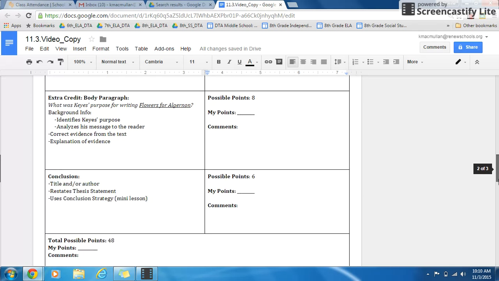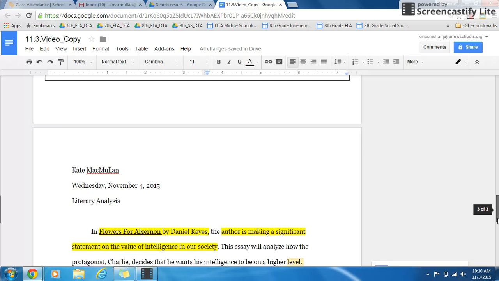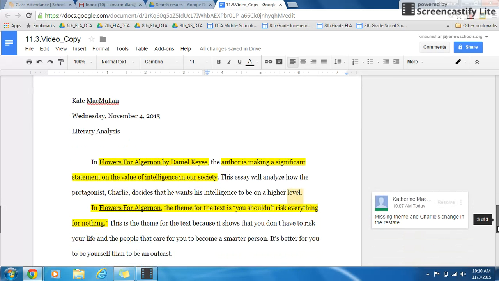So you need to use this rubric to look through your essay and think about what your essay has and what your essay is missing. You can work on your essay now. Good luck.